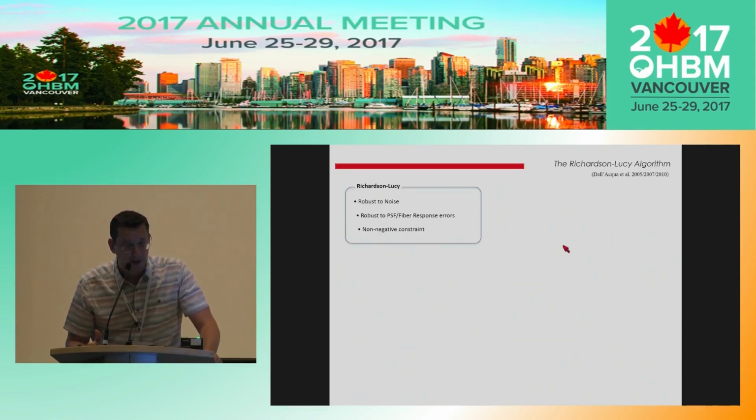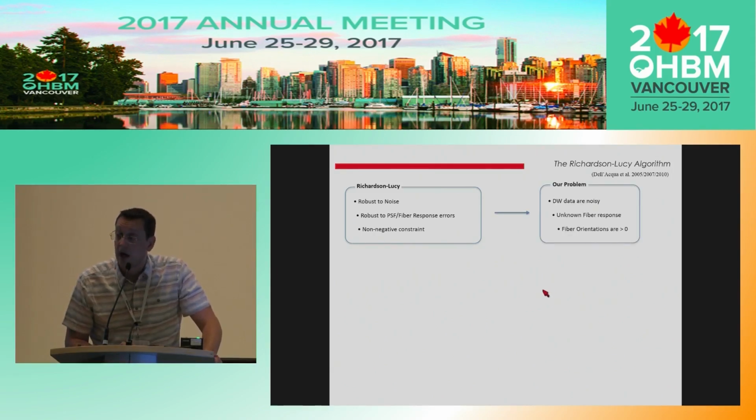Another approach, something I worked on for a few years, is the Richardson-Lucy spherical deconvolution method. The idea is that Richardson-Lucy is a well-known astronomical algorithm for image restoration, and it is particularly robust to noise and robust to the fiber response, so it doesn't need to know the exact fiber response to get a reasonable answer. Most importantly, it intrinsically gives you a non-negative constraint, and this is exactly what we want for the diffusion problem.